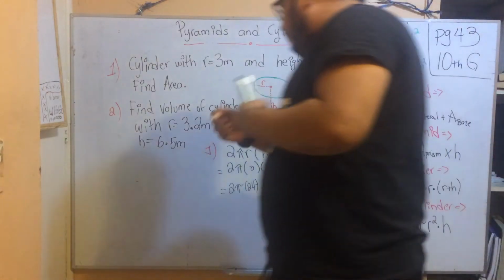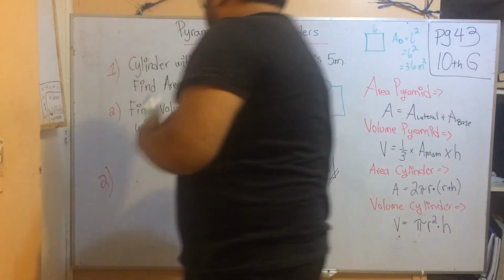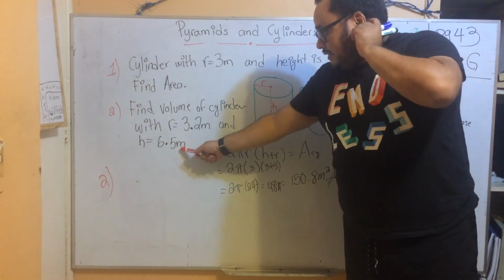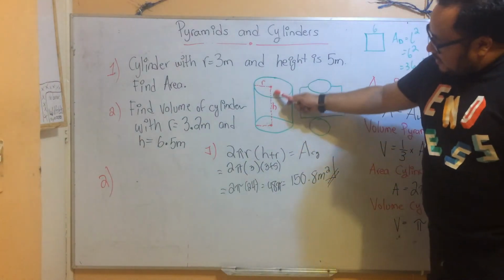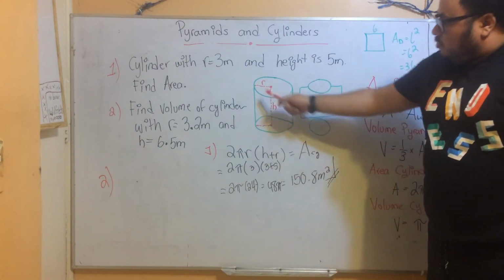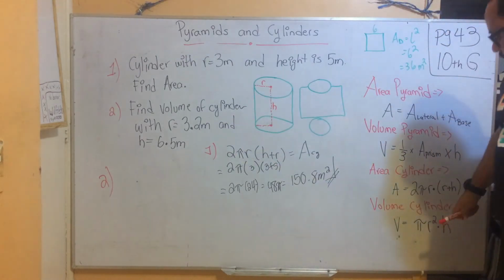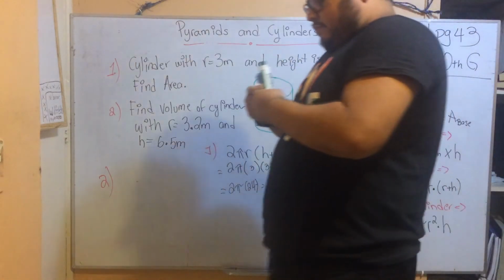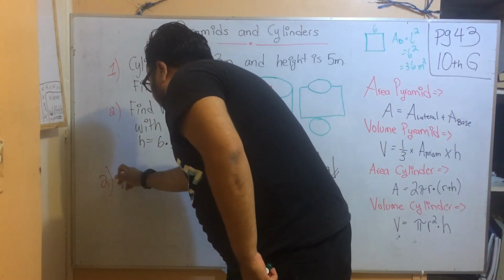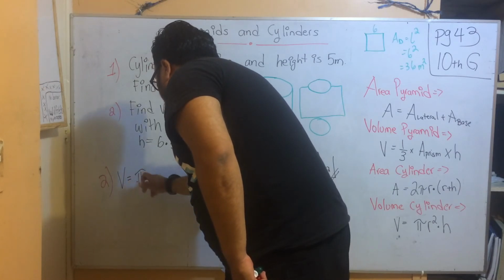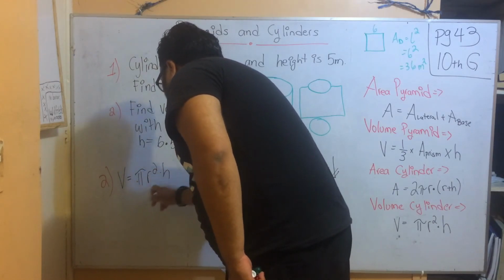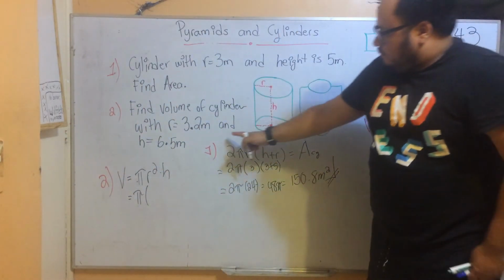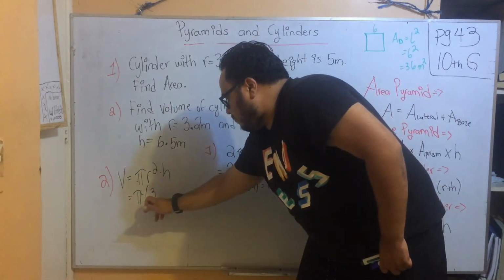Let's work on the volume. Find the volume of the cylinder with radius 3.2 and height 6.5. So that means that this height is 6.5 and the radius here is 3.2. We just need to substitute into the formula. Volume equals pi r squared times height. So we have pi, radius squared, 3.2 squared.